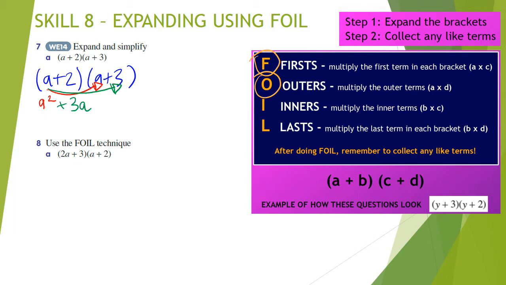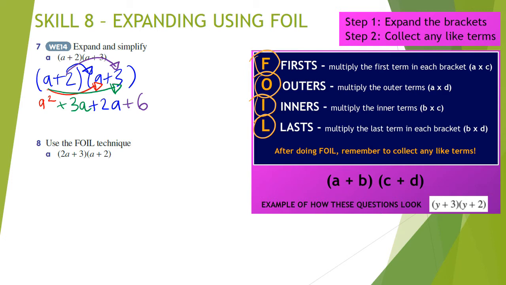The third step is the inners. So now we're starting with the 2. 2 times a gives 2a. And then we've got the last. So the last term in each bracket, which is the 2 times the 3. 2 times 3 is 6. Now we've got 4 terms because we had to do 4 steps of multiplication.